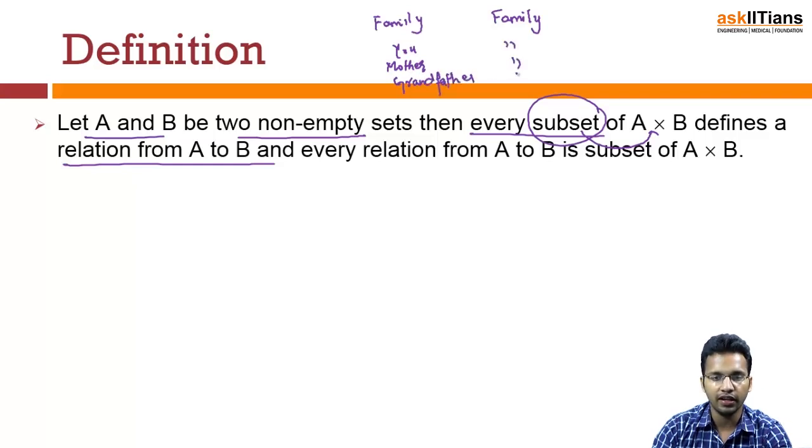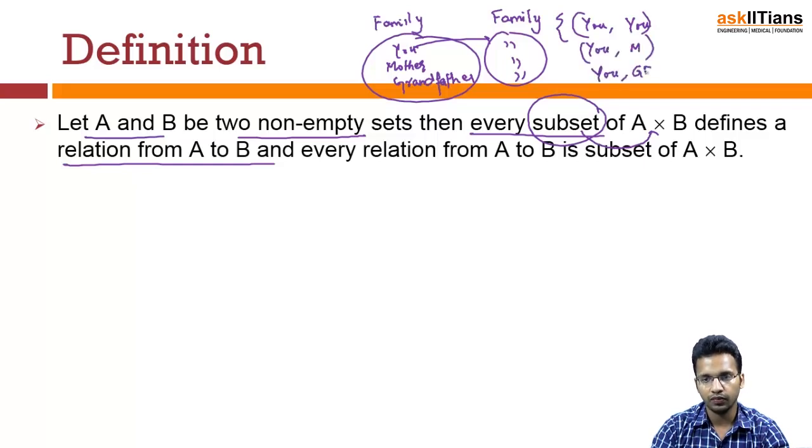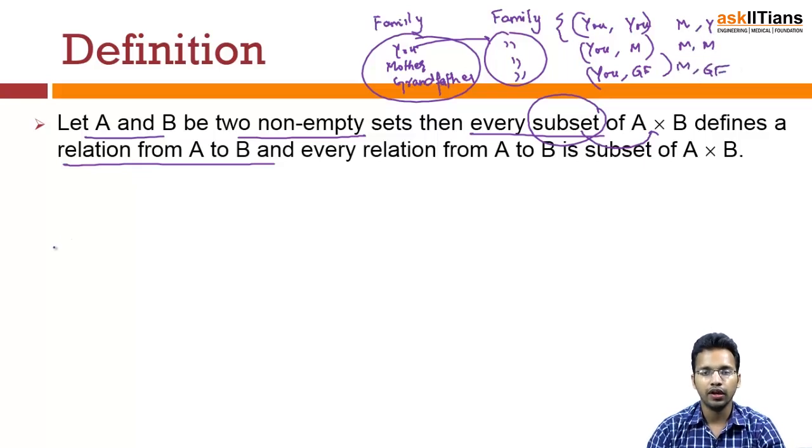Same way we will write here the same things. Now if I define the Cartesian product, you will be paired up with you, you will be paired up with mother, you will be paired up with grandfather, and similarly mother with you, mother with mother, mother with grandfather. Now it should be very clear that this is the maximum possible relations.